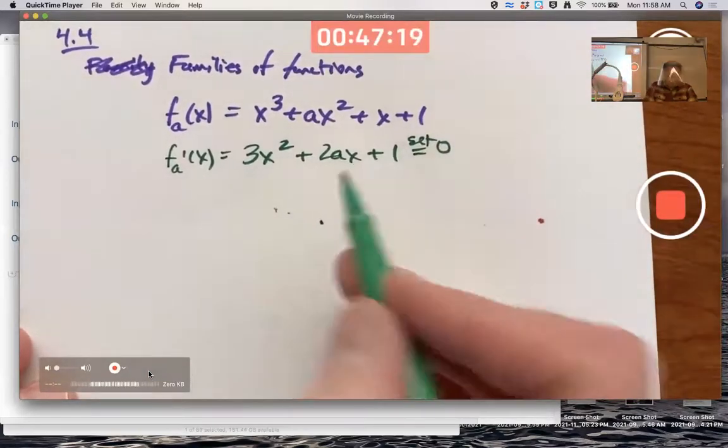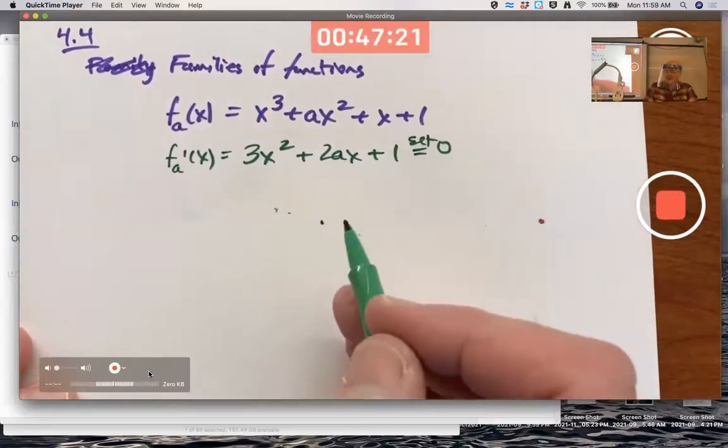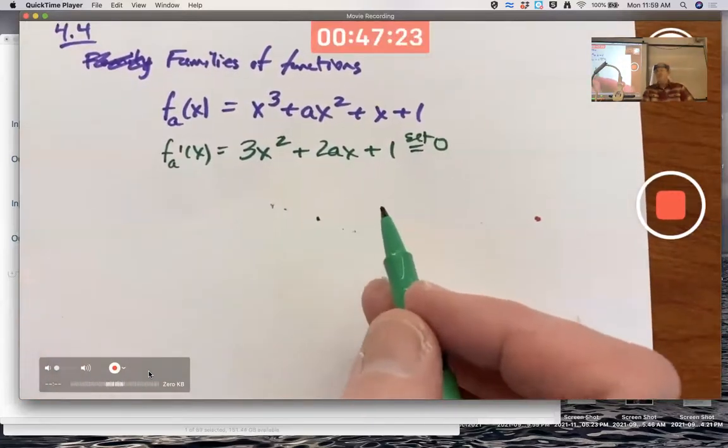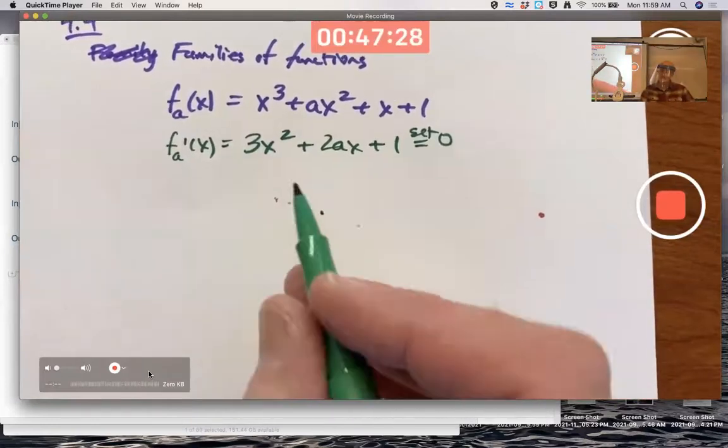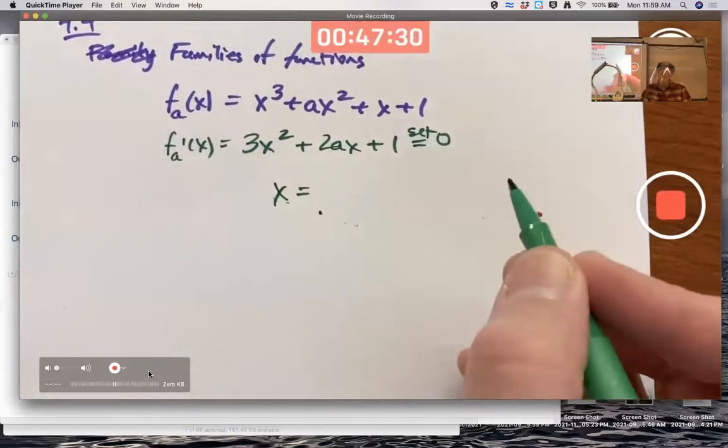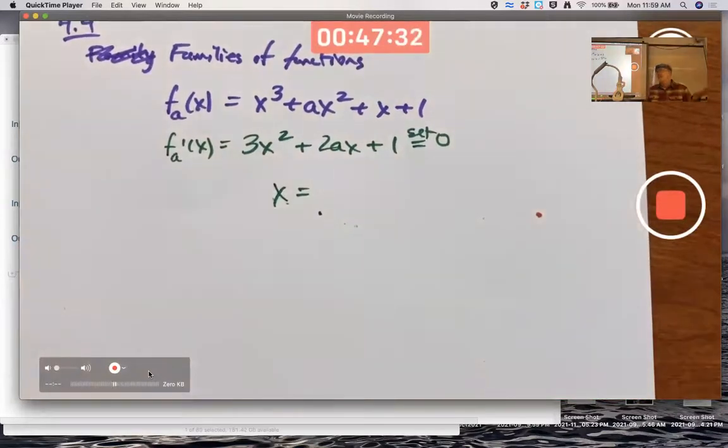There's an A in there. What do we do? Well, the only thing you can do in this kind of situation, you can't factor it because you don't know what A is. But you could use the quadratic formula. And the answer is going to depend on A. The critical points depend on A. That's part of the point of these problems, is figuring out how the critical points depend on A.